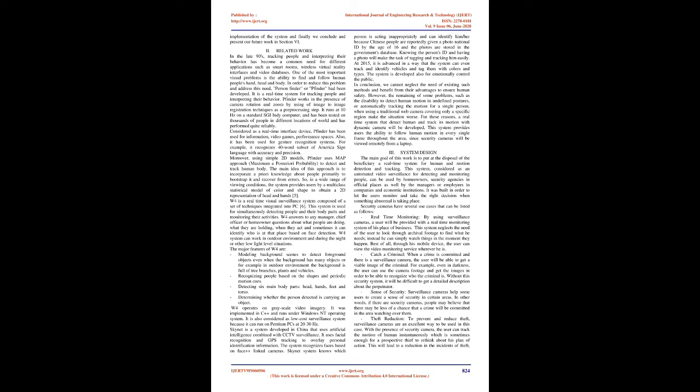Skynet is a system developed in China that uses artificial intelligence combined with CCTV surveillance. It uses facial recognition and GPS tracking to overlay personal identification information. The system recognizes faces based on Face++ linked cameras. The Skynet system knows which person is acting inappropriately and can identify him or her because Chinese people are reportedly given a photo national ID by the age of 16 and the photos are stored in the government's database. Knowing the person's ID and having a photo makes the task of tagging and tracking him easy.